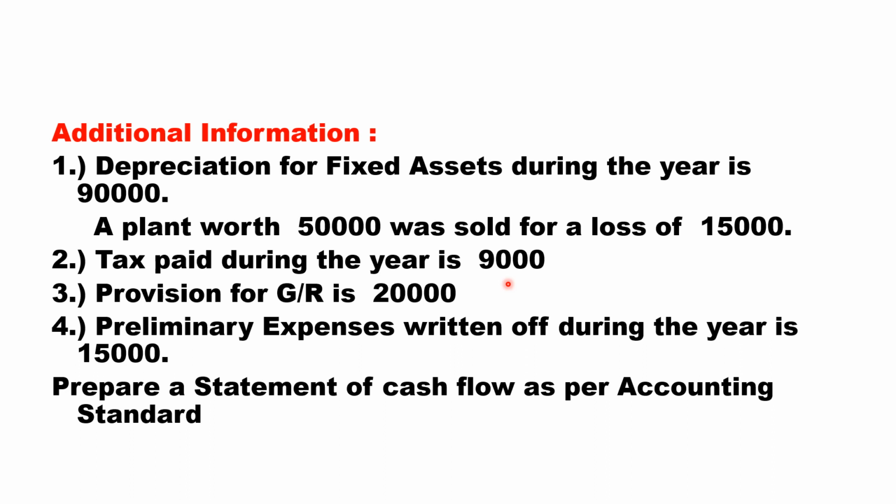Next. Provision for GR 20,000, ignore, it is not an adjustment, it's information. Already in the balance sheet we found 20,000 GR is transferred. Preliminary expenses written off during the year is 15,000. It is not an adjustment, it's information. Already preliminary expenses written off which we discussed in the balance sheet is 15,000. Prepare a statement of cash flow as per accounting standards.